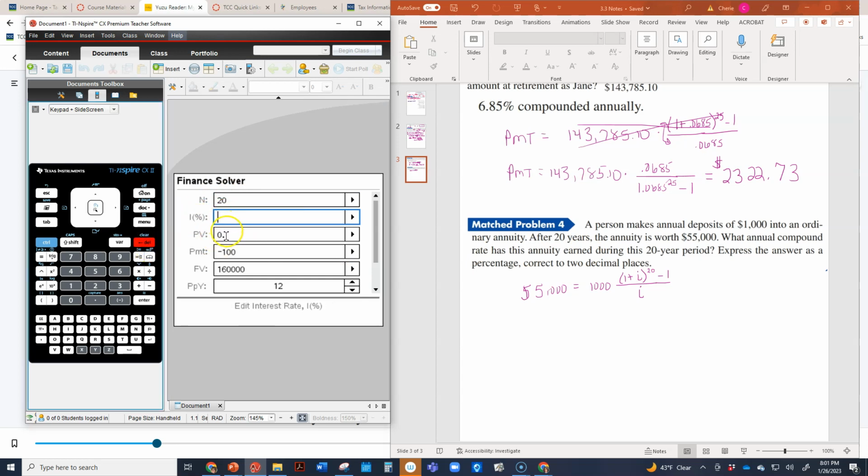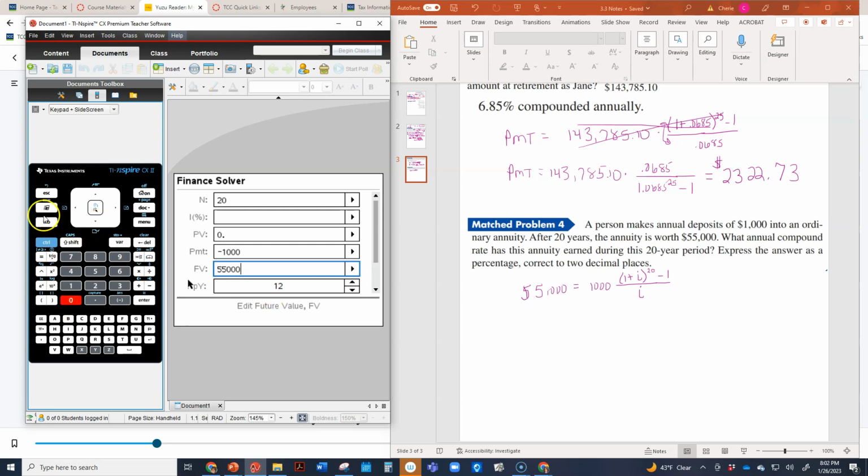We don't have, I keep wanting to say previous, but it's not previous, it's present. Good grief, I could not find that word. We don't have a present value. We are going to be making annual deposits of $1,000. You have to be sure you put a negative sign right here, because if you don't, you will get an error message. We want $55,000 to be how much we have in the account, so we're going to put $55,000 right here.